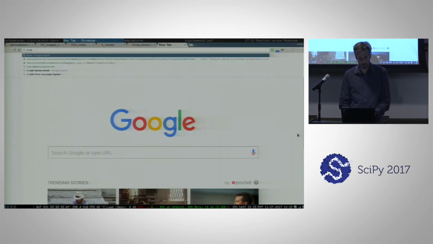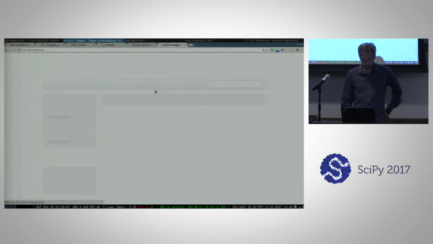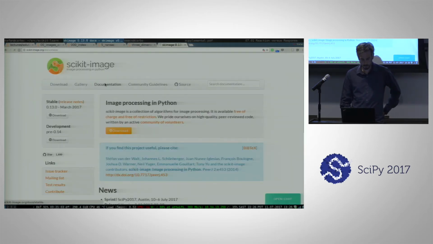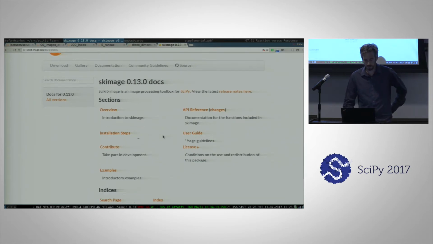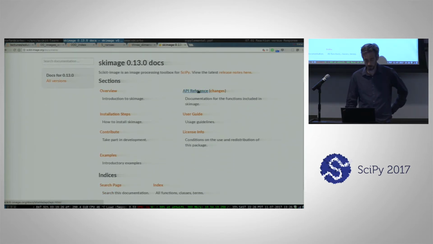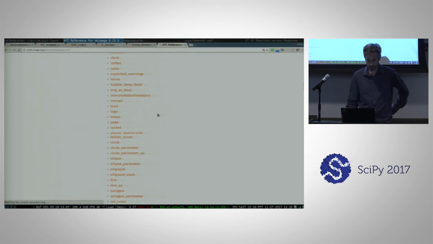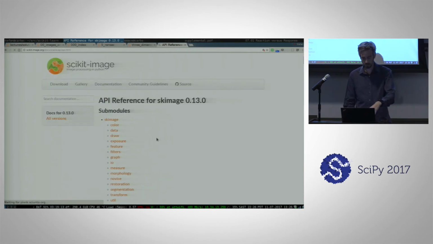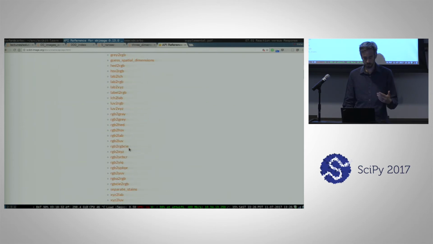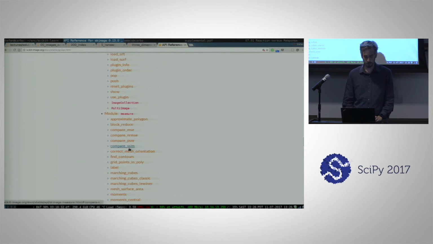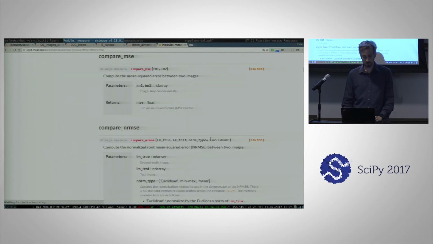Finally, you can also just go to the scikit-image website, and you'll find the documentation there, and you go to the API reference, and you'll find a list of all the different submodules listed at the top, and then all the individual functions are listed down below. And again, it gives you the doc string just compiled into HTML.